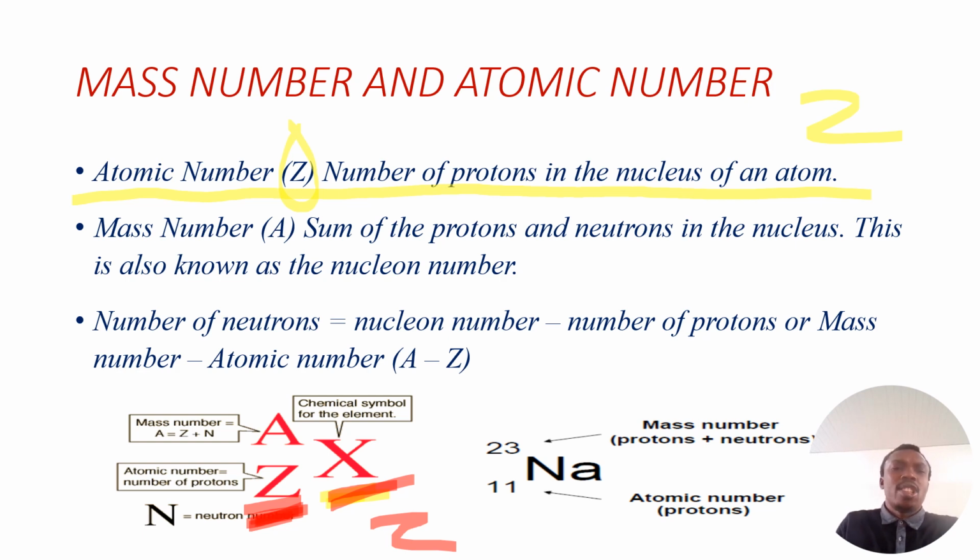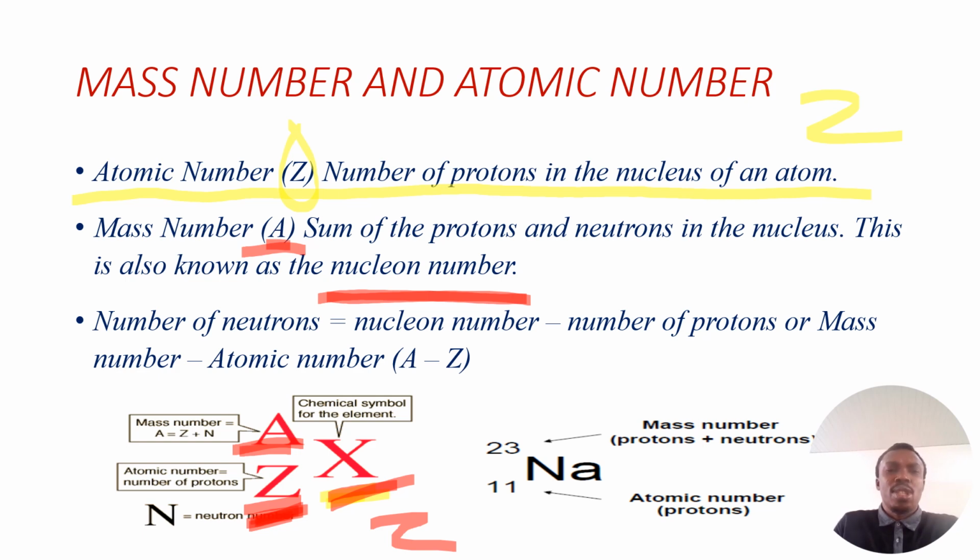Then the next one is the mass number. The mass number is the sum of the number of protons and neutrons in the nucleus of an atom. That is the composition of the nucleus gives us the mass number, the sum of the protons and neutrons in the nucleus. This is also known as the nuclear number. So we use the symbol A in an isotopic symbol to represent the mass number, which is the sum of the number of protons plus the number of neutrons.